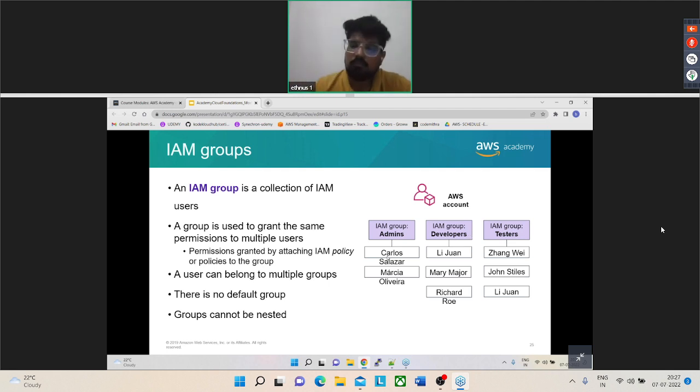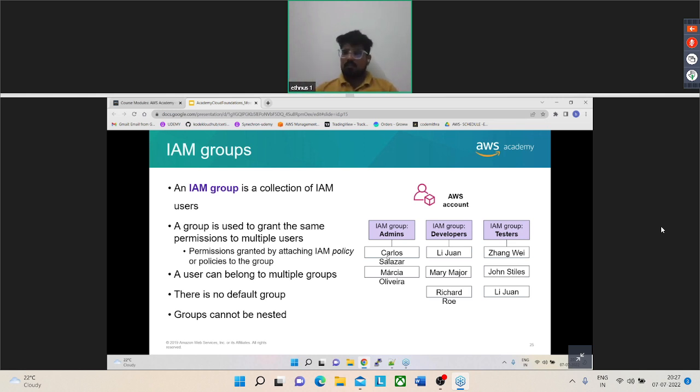There is no default group. Suppose you have created your AWS account recently, and once you check out the IAM section, you will find no group is present. So there is no default group. You have to create the groups. There is no concept of a default group created by Amazon. Once you want to use this service, you can create a group and add the users.